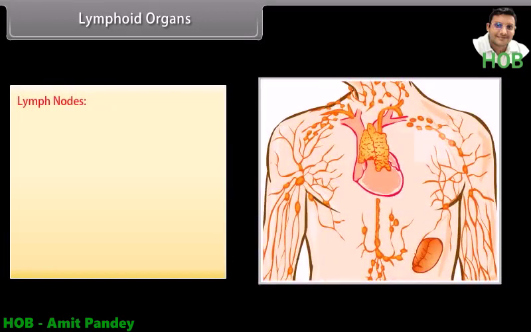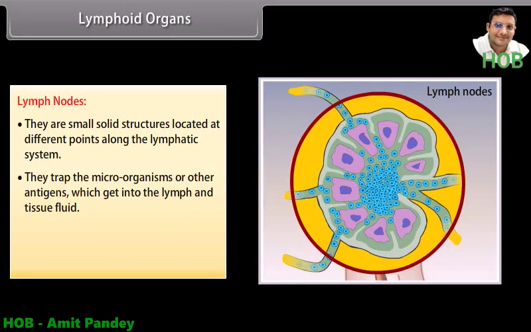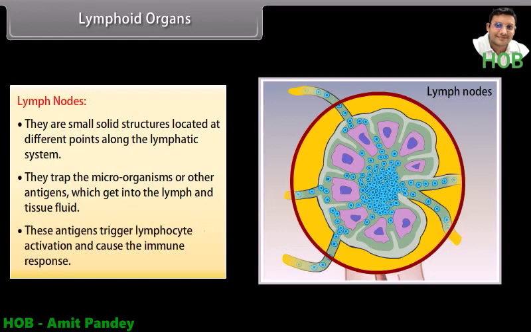Lymph nodes. They are small solid structures located at different points along the lymphatic system. They trap the microorganisms or other antigens which get into the lymph and tissue fluid. These antigens trigger lymphocyte activation and cause the immune response.